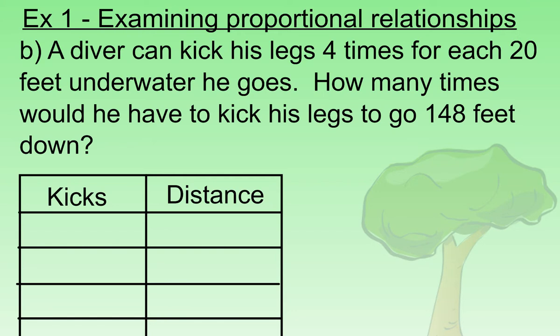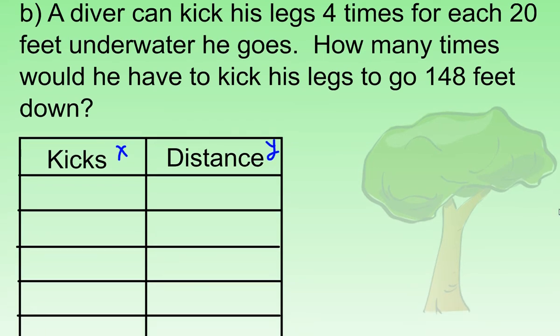Letter B. It says, a diver can kick his legs 4 times for each 20 feet underwater he goes. How many times would he have to kick his legs to go 148 feet down? All right, so we've got the kicks and the distance, so they are x and y, just kind of like before. So every 4 kicks, he goes 20 feet.